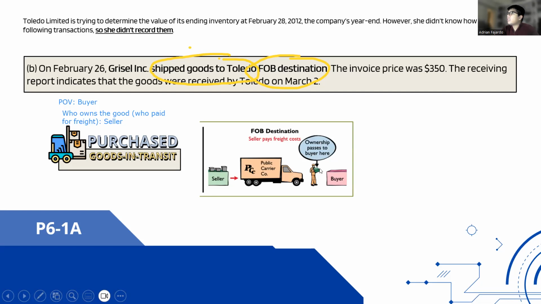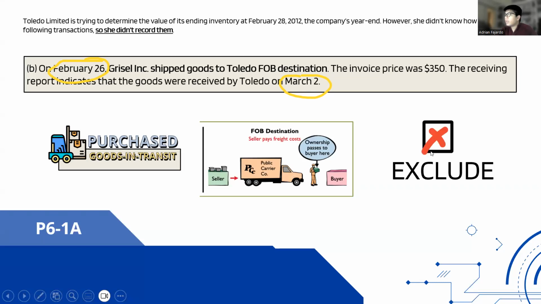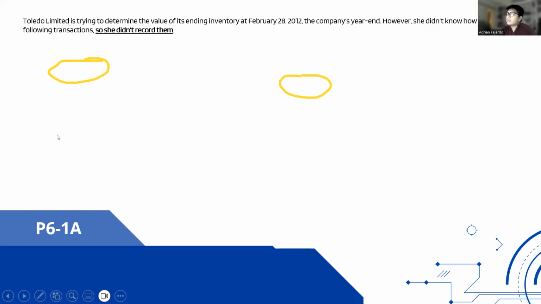Now, sa FOB destination, magpapass lang yung ownership pag natanggap natin. Now, matatanggap lang natin siya on March 2. On March 2 pa lang natin matatanggap. Right now, February 26. So, what do we do? Include or exclude? We exclude kasi we're on the month of February. February 28 pa lang, 26 shinip, pero March 2 pa lang natin matatanggap. So, we exclude.